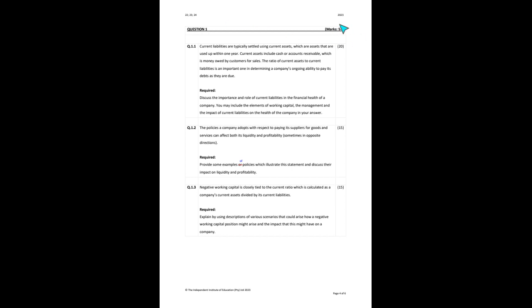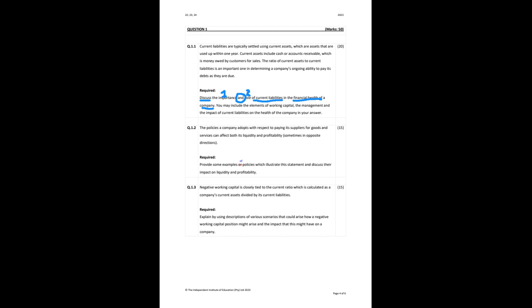Question 1 is half of the paper, 50 marks. Question 1.1 is basically for 20 marks. You are required to discuss the importance of current liabilities and discuss the role of current liabilities in the financial health of a company. Remember, I've always told you, break the questions down really well. They say discuss. So number 1, discuss the importance of current liabilities. And number 2, discuss the role of current liabilities in the financial health of a company.